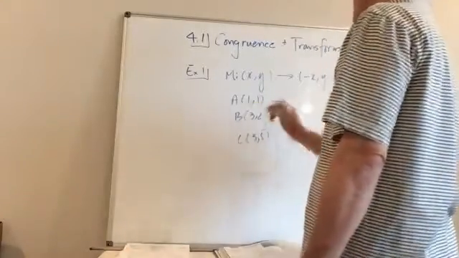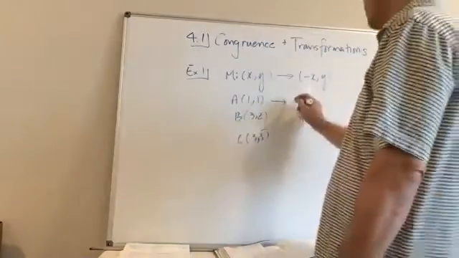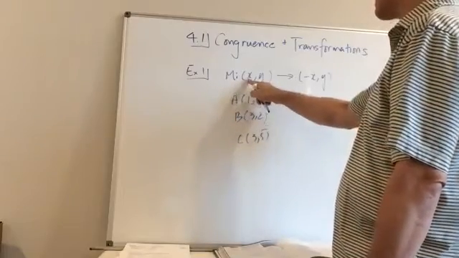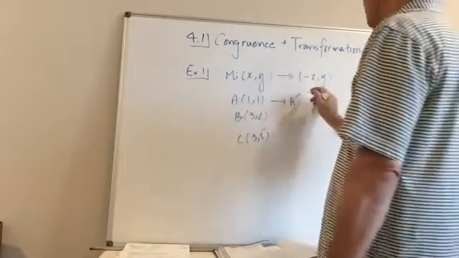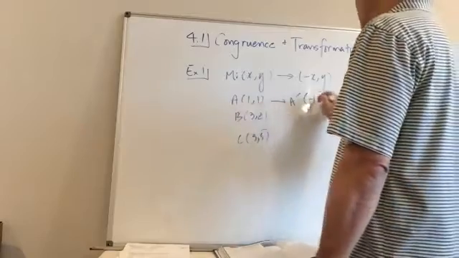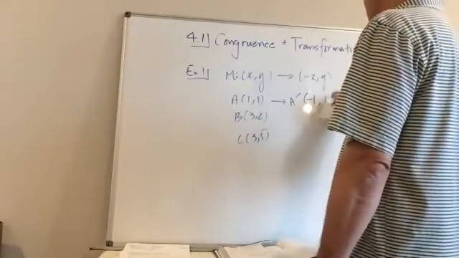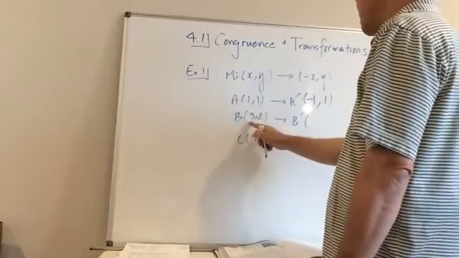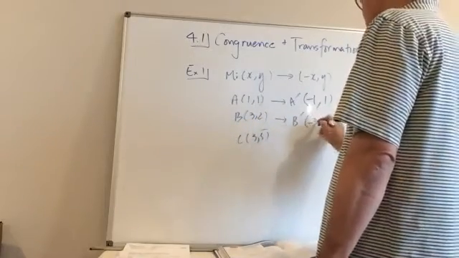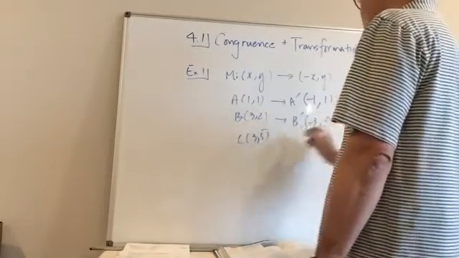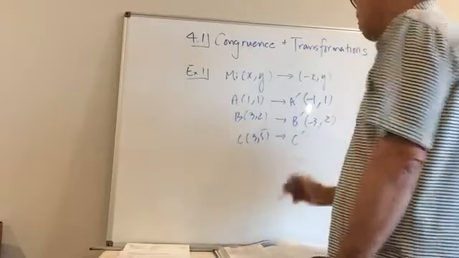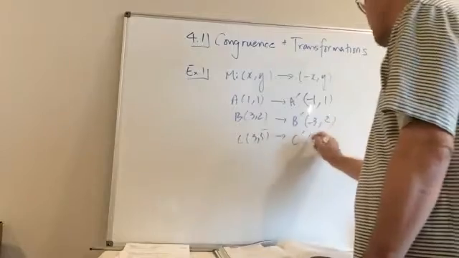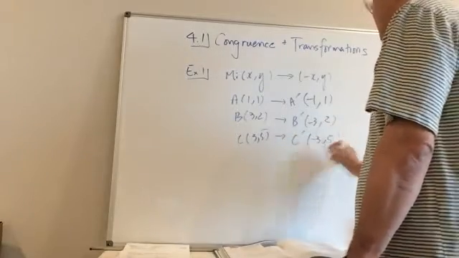So now let's do the translation, right? The new point is going to be A prime. Wherever I've got x, I put it to minus x. Since it was 1, now it's negative 1. Y stays the same as 1. B prime: 3 becomes negative 3, and y stays the same as 2. C prime: here at x, I'm negative x, so it's going to be negative 3 and 5.